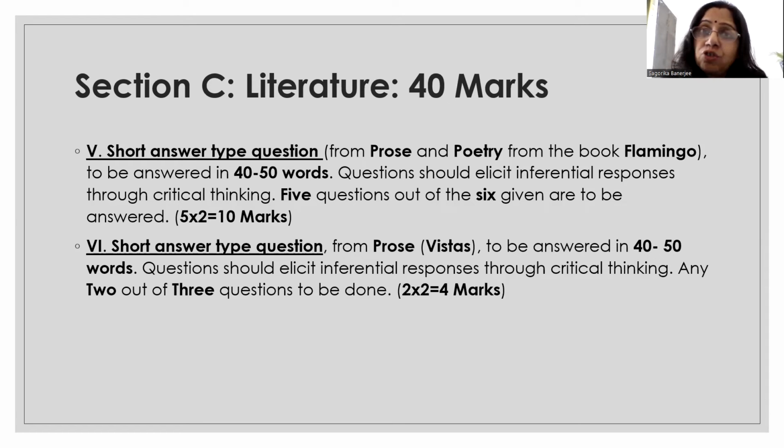Question number 6, again short answer type question. Here the questions will be taken from the prose section of Vistas. These questions will also be answered in 40 to 50 words. And questions should elicit inferential responses through critical thinking. Any 2 questions you have to do out of 3. Again, marks allocated for this is 2. Then 2 into 2 is 4. So these 2 sections will be of 10 marks plus 4 marks, that is 14 marks.